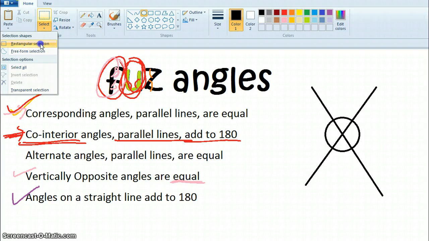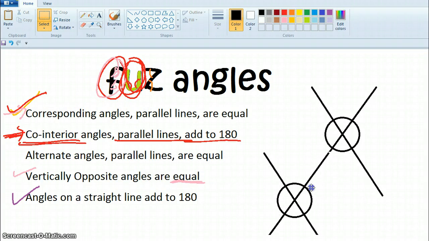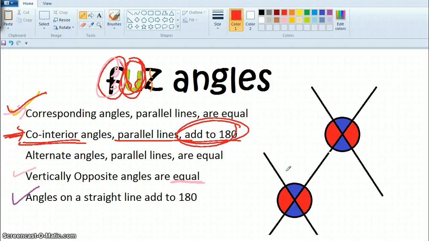Okay, we're just having a bit of a fresh start here. So I'm going to grab that, Control C, Control V it, and I'm going to pop it there. So now what are we looking at? We have got co-interior. So this one and this one are co-interior. And also this one and that one are co-interior. But we know that this angle, this angle, this angle, this angle are all the same. And we know this angle, this angle, this angle, and this angle are all the same. So co-interior add to 180 because you've got one red and one blue. So they add to 180. Okay?